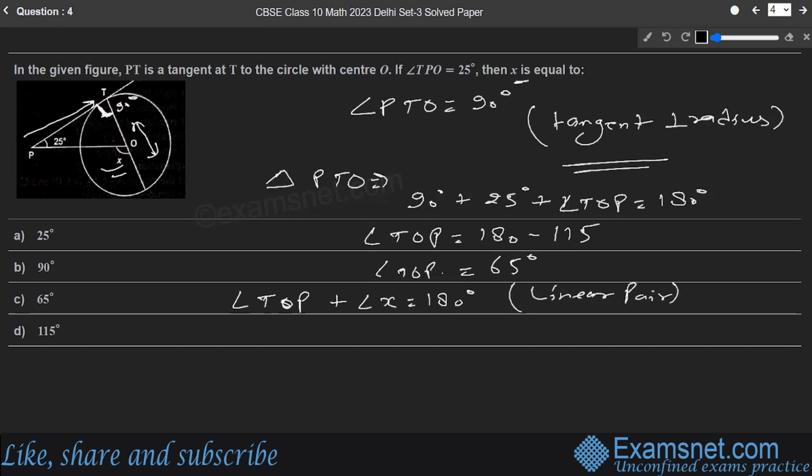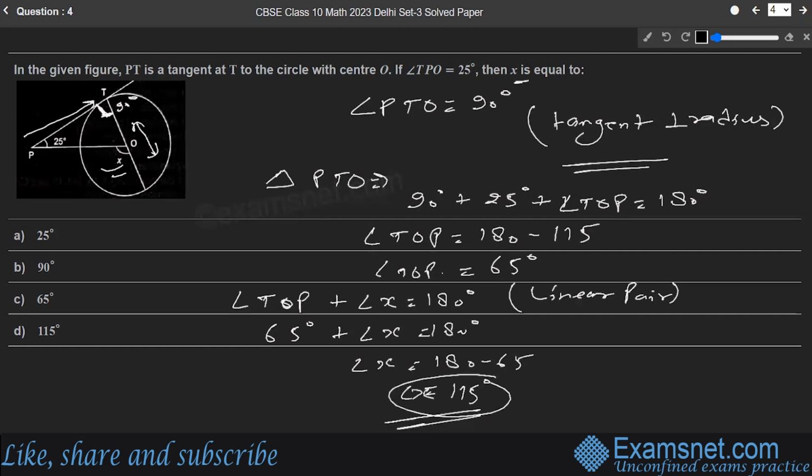So now we can do this. Angle TOP value is already known to us. So this is 65 plus angle X is equal to 180 degrees. So angle X value is nothing but 180 minus 65. That again becomes 115 degrees. So that is the value of angle X, 115 degrees, and that is the right answer.